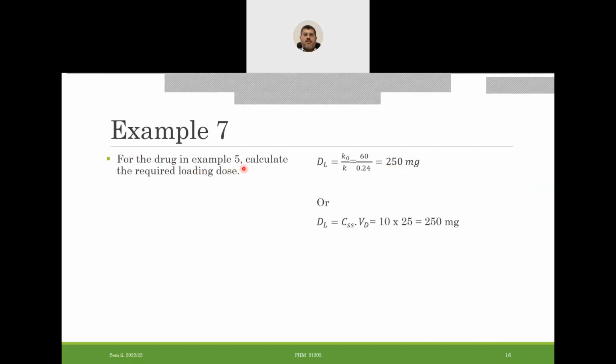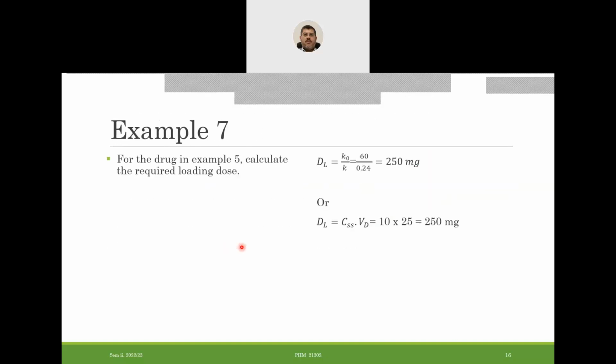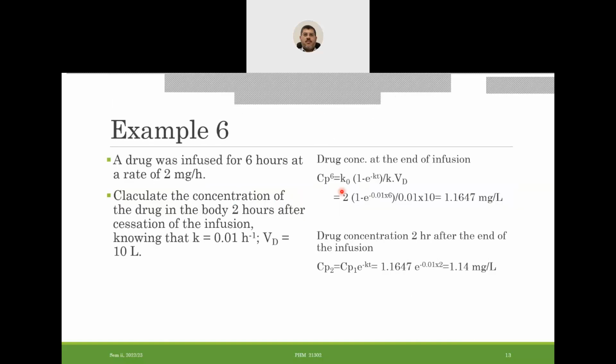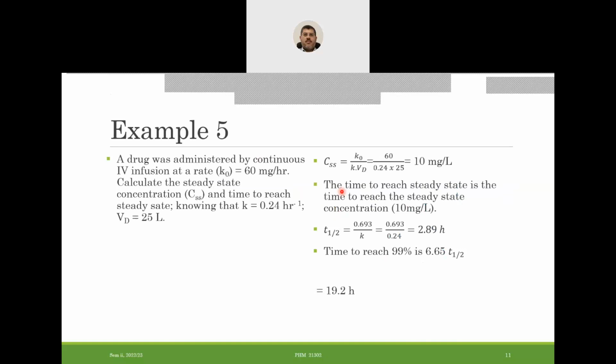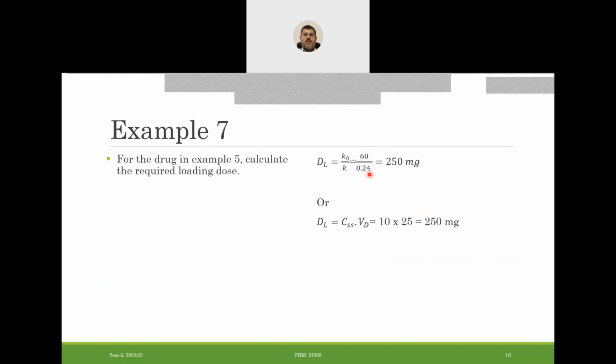This practice: calculate, for the previous example, the required loading dose. Previous example number 6. Here, K was 0.01 and the infusion rate was 2 milligram per hour. It's asking to calculate the loading dose, so I just divide the infusion rate by K. Oh sorry, it should be example 5. Okay, so I divide 60 by 0.24.